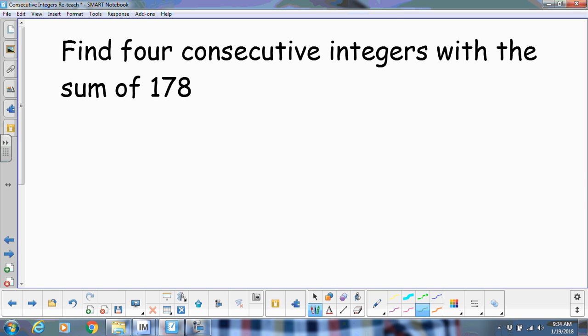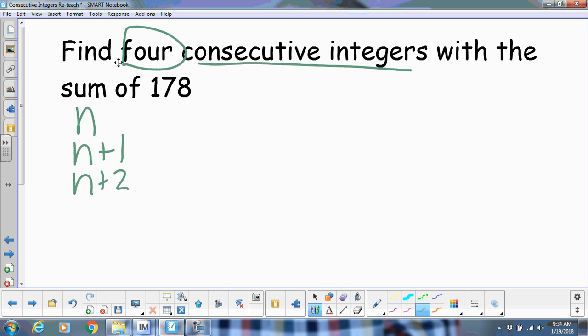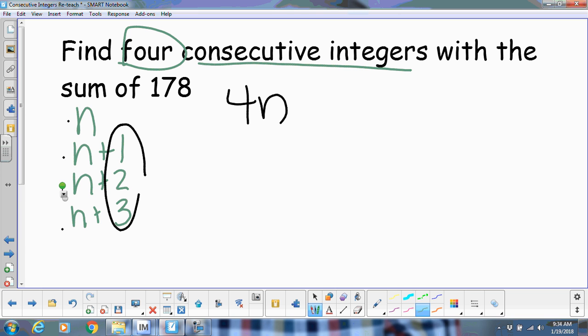All right, so problem number 1, find 4 consecutive integers with the sum of 178. Okay, there's 4 of them, and they are just consecutive. So we're going to start with n, n plus 1, n plus 2, and n plus 3. All right, add them all up. That gives me 1, 2, 3, 4 n's plus 6 is going to equal 178.